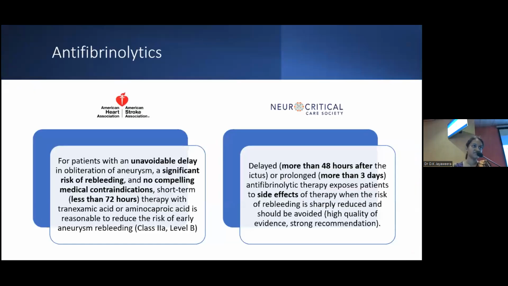Some areas of controversy: whether tranexamic acid is indicated. So there is very little evidence for this. When you compare the guidelines, the AHA guidelines say that if there is unavoidable delay in securing the aneurysm without significant risk of rebleeding and without medical contraindications, you may consider antifibrinolytics for a short period, that is less than 72 hours. And the Neurocritical Care Society guidelines go on to say that if it is more than 48 hours following aneurysm rupture, it should be avoided because it carries more risk.